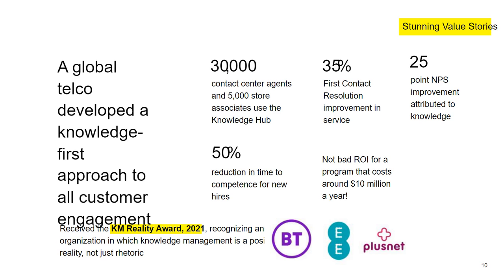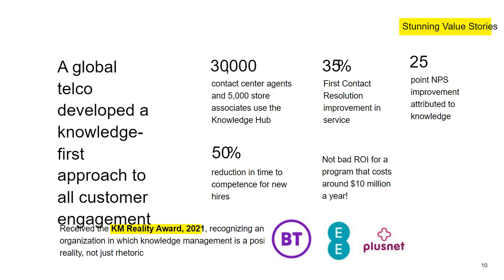Here's one example where we've got 30,000 contact centers in a global telco with over 5,000 store associates. When they converted to using a knowledge hub, which actually put relevant knowledge in the relevant sessions, prioritized appropriately so that the agent had easy access to it and the customer had easy access to it on their web self-service sections, here's the kind of results you can see.